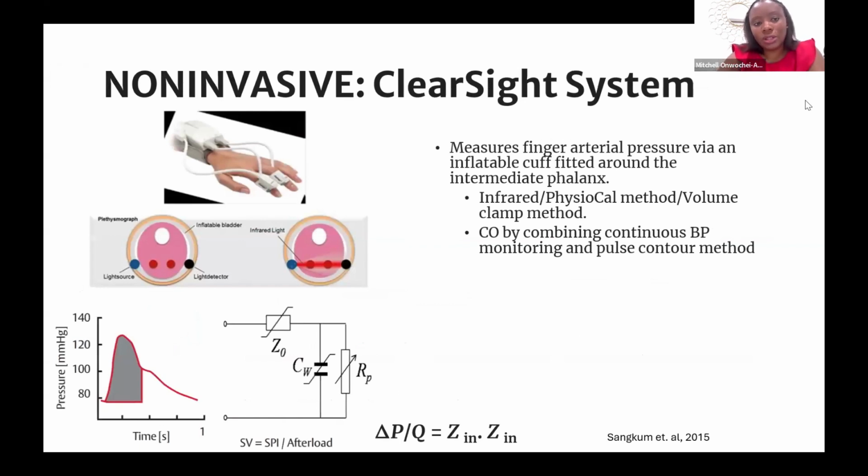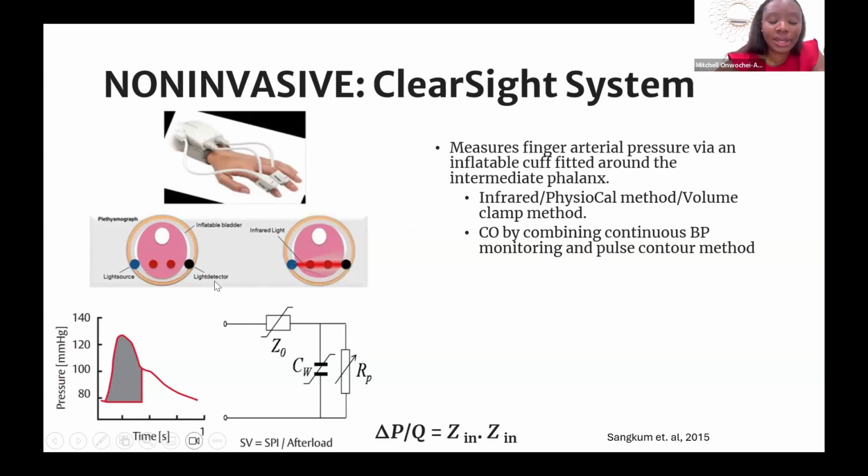And with non-invasive as well, you have a Clear-Sight system, which measures your finger arterial pressure via an inflatable cuff. So just like you would measure your blood pressure with a regular sphygmomanometer, which measures your brachial arterial pulse, the Clear-Sight measures your finger arterial pulse, your finger arterial blood pressure. So this circle here is a cross-sectional area of what your finger should look like. You usually use your intermediate phalanx. And if you can see, there's a light source applied and the light detector.